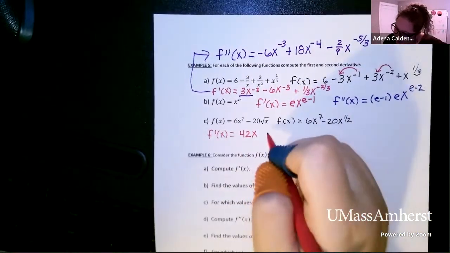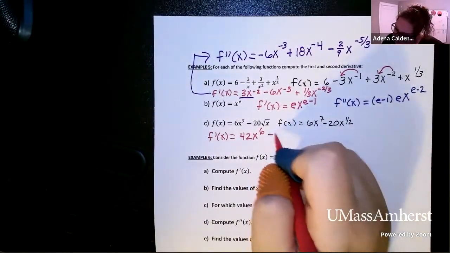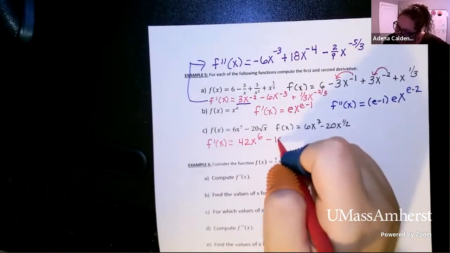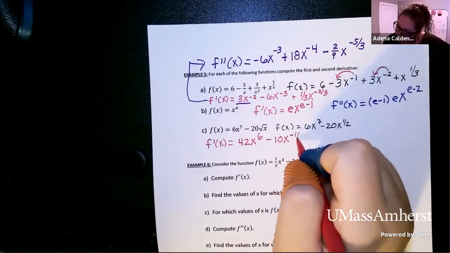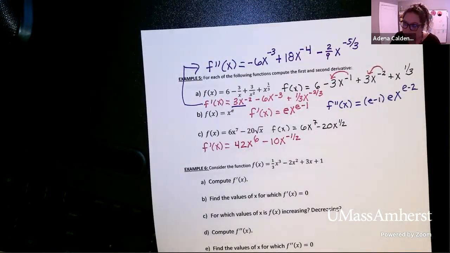I subtract 1 from the power, so to the 6th. Minus, now my second term, the half comes down to multiply the 20, and I get 10x to the -1/2, because when you subtract 1 from the power, you get -1/2.